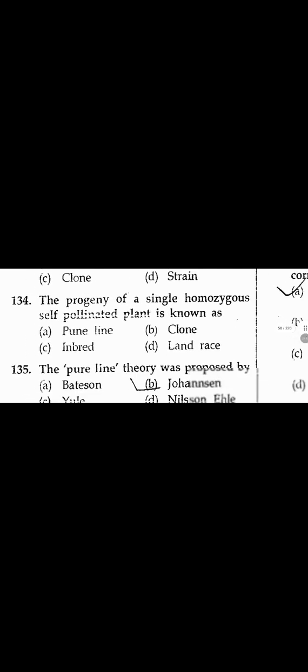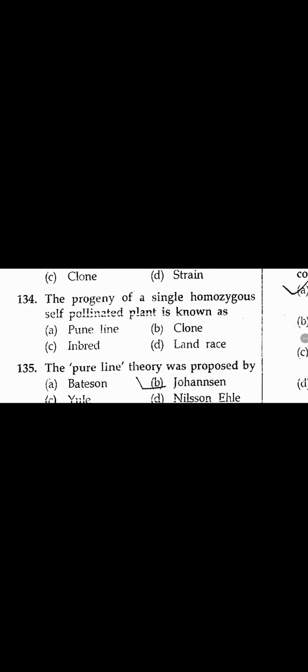all of these. That is apomixis, polyploidy, and asexual reproduction. Question number 132. In a cross-pollinated species, a true breeding line obtained by continuous inbreeding is called option B, inbred. Question number 133. The progeny of a single plant obtained by asexual reproduction is, we all know, clone.